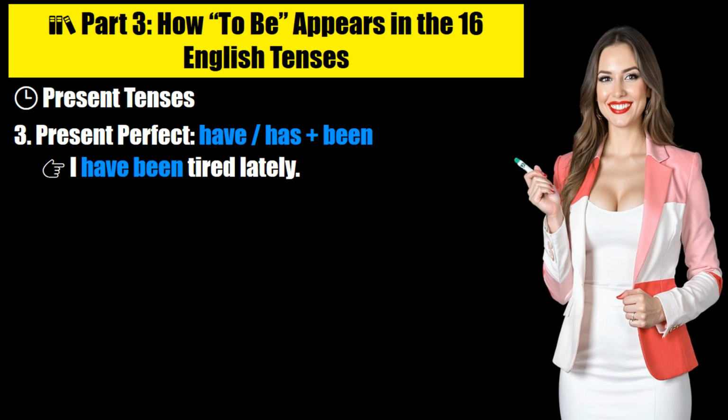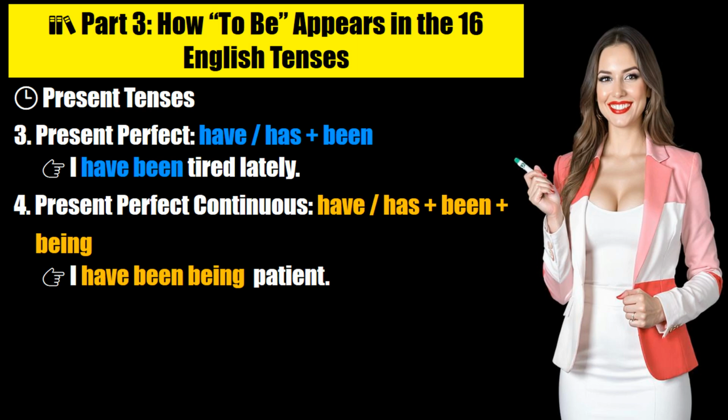Present perfect: have, has plus been. Example: I have been tired lately. Present perfect continuous: have, has plus been plus being. Example: rare but possible. I have been being patient. Yeah, it sounds weird, but it's grammatically correct.